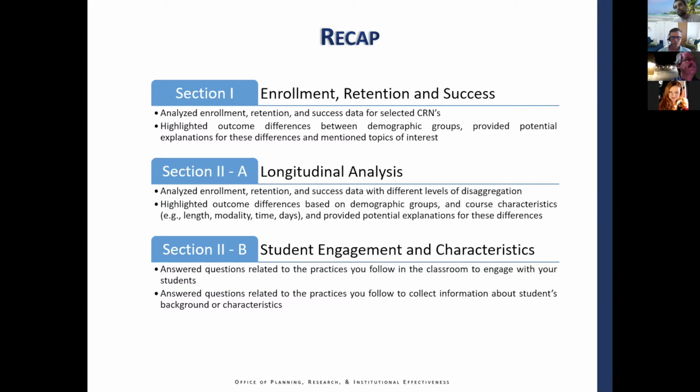Then we jumped to section number 2B, which was about the student engagement and characteristics, and that was a couple of questions about your practices in the classroom. I really appreciated how you were able to make a distinction between what you consider ideal practices and what you are actually able to do, because we all know that we would love to do A, we would love to do B, we would love to do Z, but that doesn't necessarily mean that you're able to do that in a classroom. So we really appreciate that you were very honest with that.